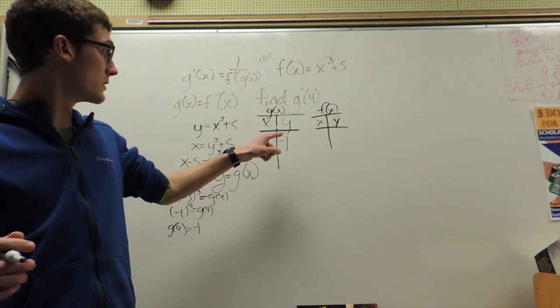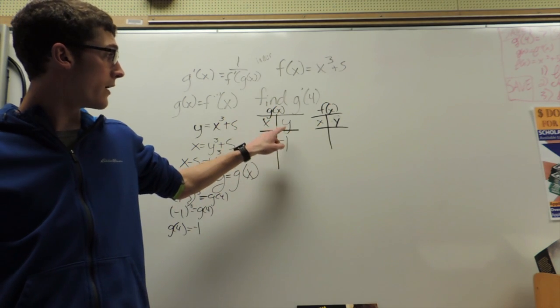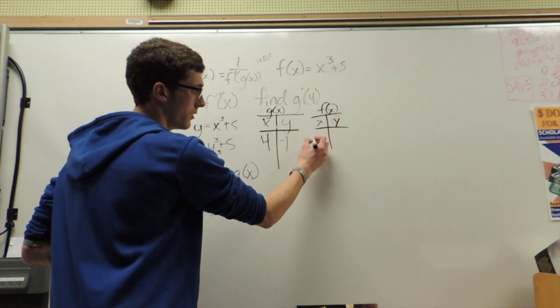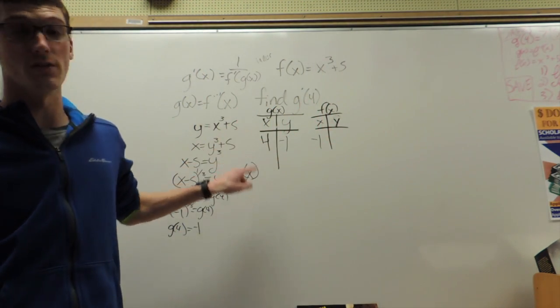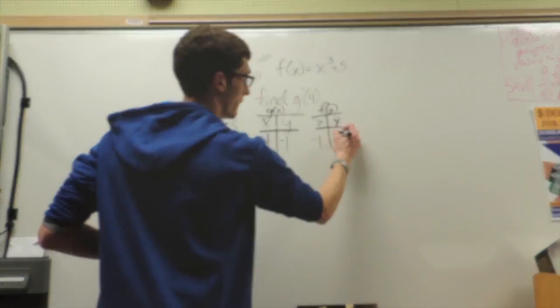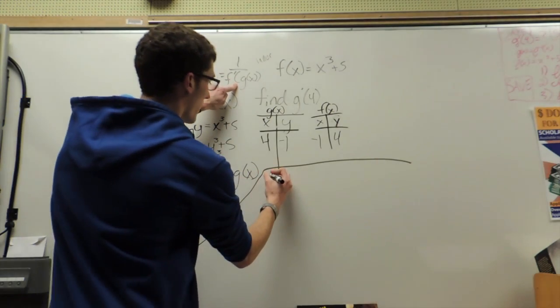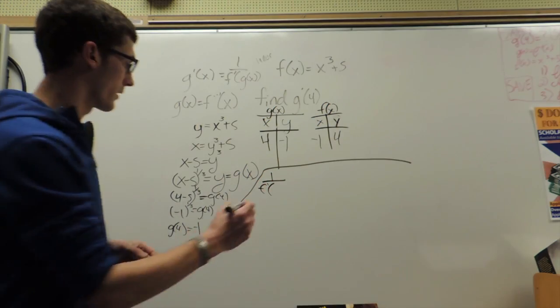Also, since f of x and g of x are inverses of each other, the y variable, which is -1, is actually going to be the x variable in f of x, and the y variable is going to be the input of g of x. We have just found g of 4. So now we know that 1 over f prime of -1 is what we need.